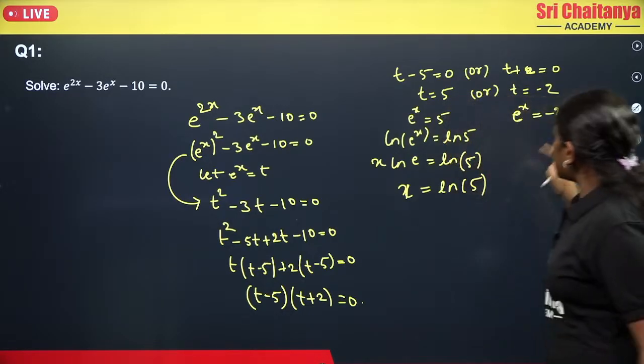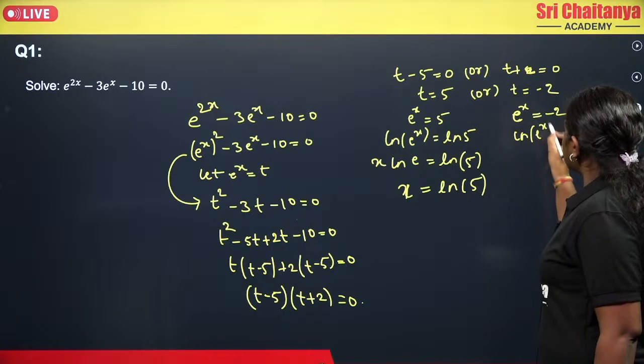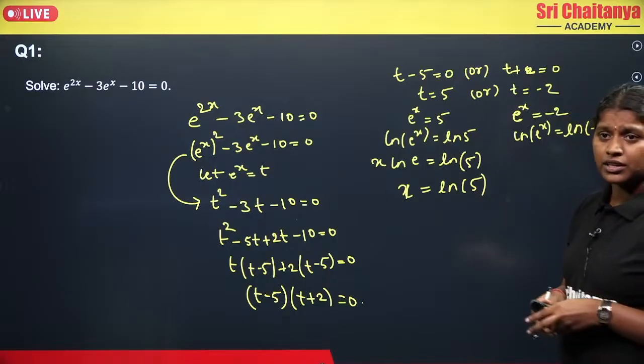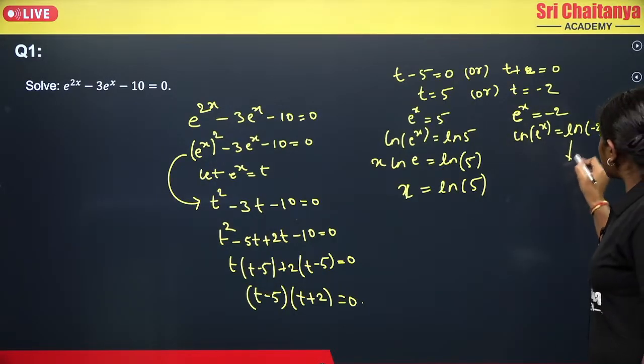Okay, now let's check for our minus 2 also. Same way we will have ln e to the power x equals ln of minus 2. Now if you observe clearly, we have the minus 2. ln of minus 2 is not defined.